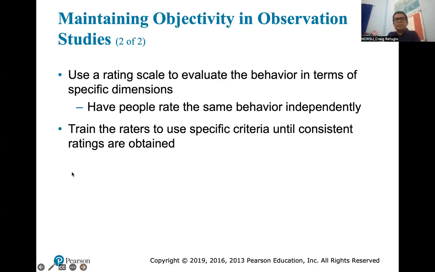Train the raters to use specific criteria until consistent ratings are obtained. When you do the observation and you are the one doing the research, then there is a bias. Because you're the researcher, you're the one observing, then there is something biased in there. As a researcher, you might have some expectations and you can actually twist the observation. You can manipulate something about what you observe. So the best way is to train raters, train observers. If you have 10 observers, train them how to observe and how to rate. And stop the training when everyone is able to understand and has consistency in their ratings of the behavior or in their understanding of the different rating scales. So there must be a training of raters.